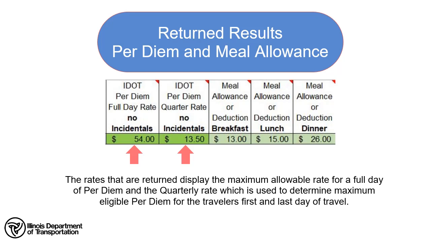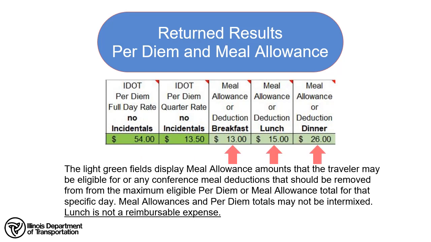In addition, the state would not be following the GSA 75% per day rule for per diem on the first and last travel day and should continue to use the quarterly method for calculation of the maximum eligible per diem on the first and last travel day. The light green fields display any meal allowance amounts that the traveler may be eligible for when they are following established guidelines for meal allowances.